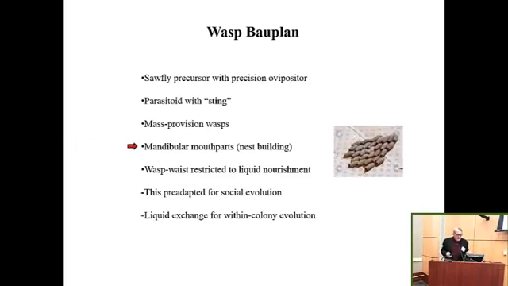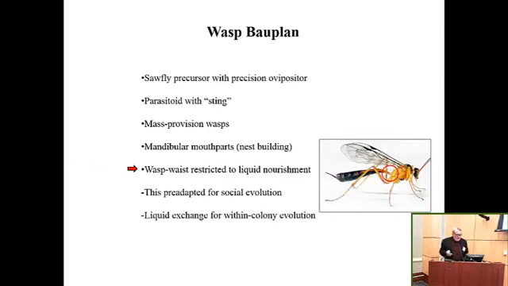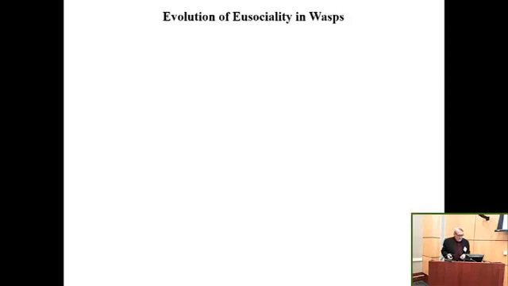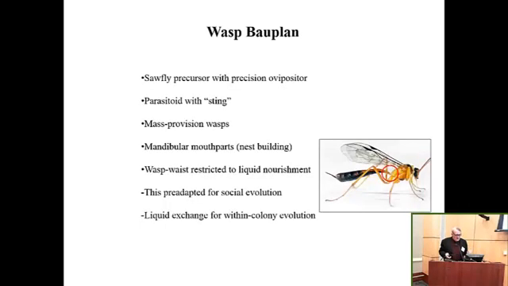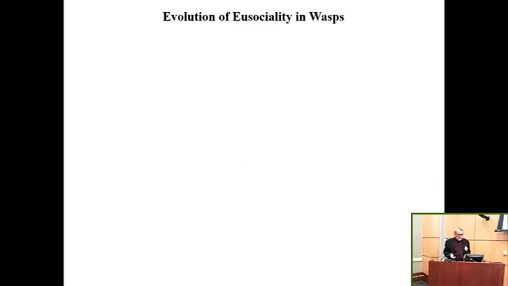Then mandibular mouthparts. In entomology you think of sucking insects and chewing mouthparts. This is another important concept, because they can use their mandibular or chewing mouthparts, which were part of the sawfly, to build pretty sophisticated nests. Then the wasp waist restricts the nourishment to liquid. You can't get very much through that tiny waist, so it's liquid. This really pre-adapts them for social evolution, because it's an exchange of liquids in order to communicate, so liquid exchange for within-colony evolution. That floor plan set the stage for the evolution of eusociality in wasps.